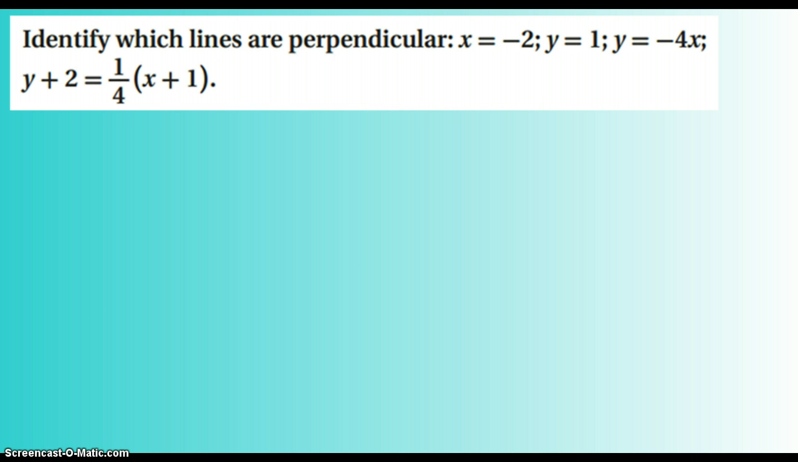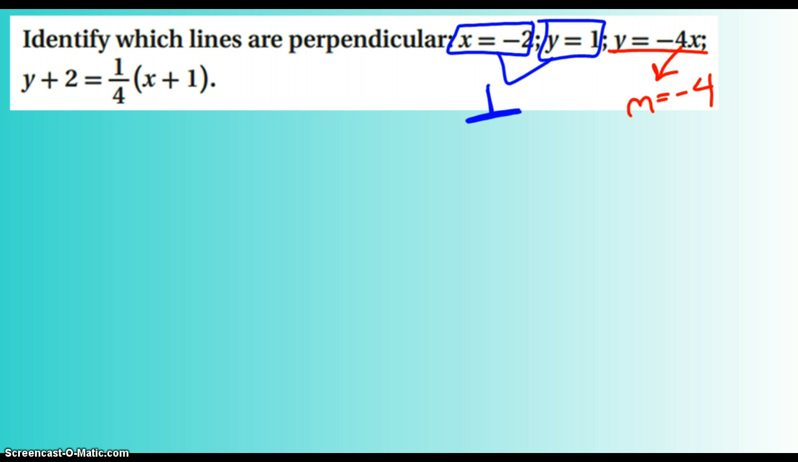Alright, identifying perpendicular lines. Remember, horizontal lines and vertical lines will always be perpendicular to each other. So these are perpendicular. This is the symbol for perpendicular, by the way. To check the other two, let's see if they're perpendicular. This one has a slope of -4, since we're in slope-intercept form. So let's check this one. Nothing's really going to change here.